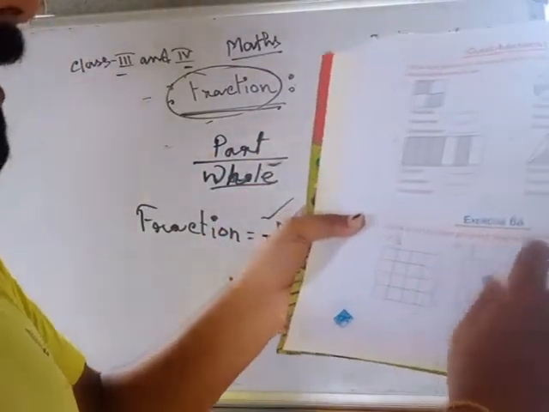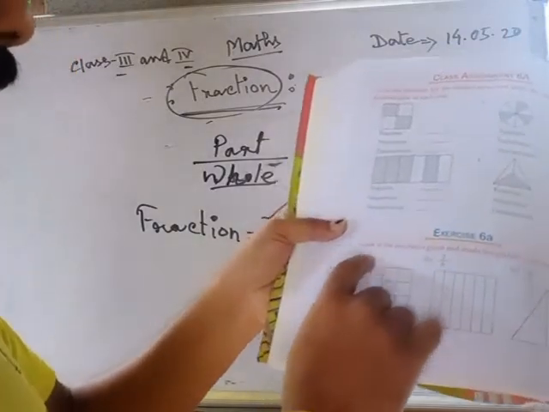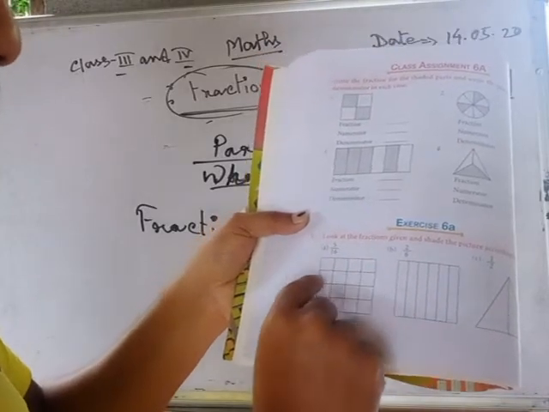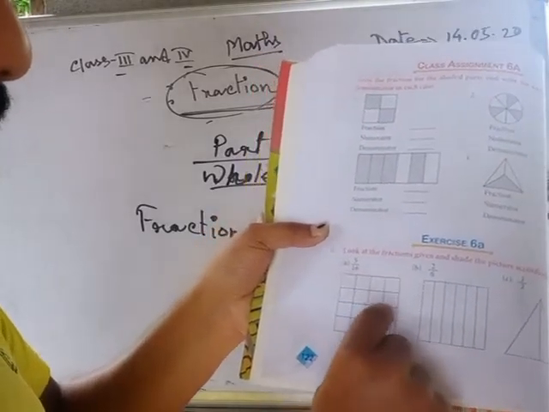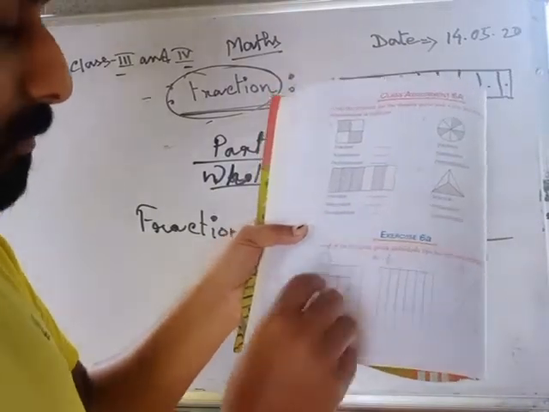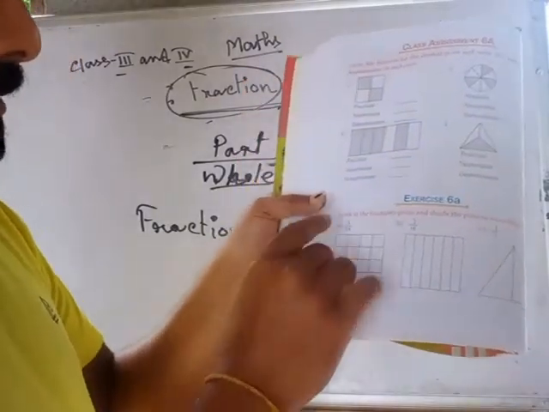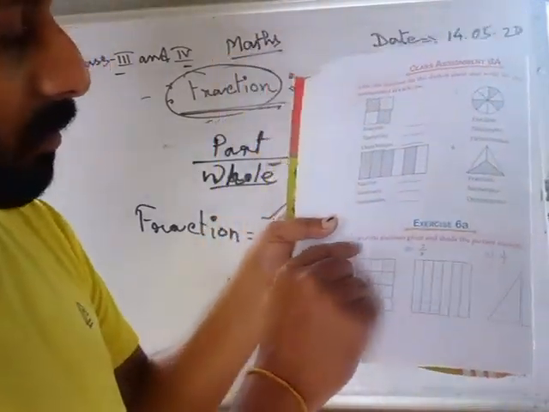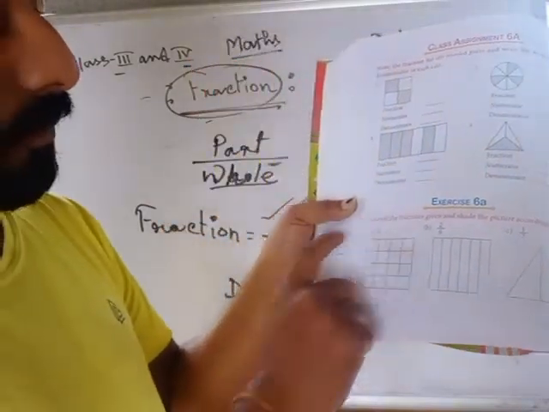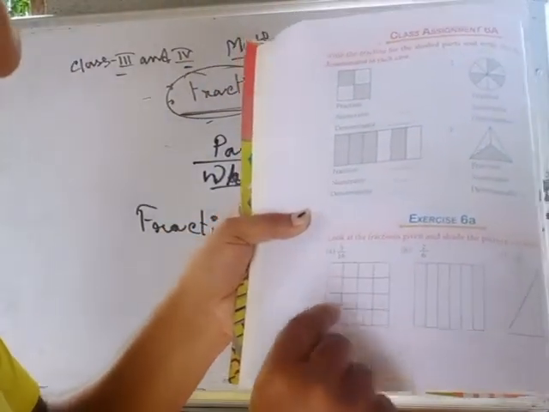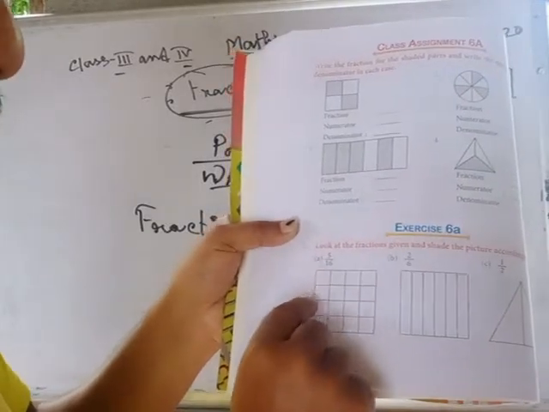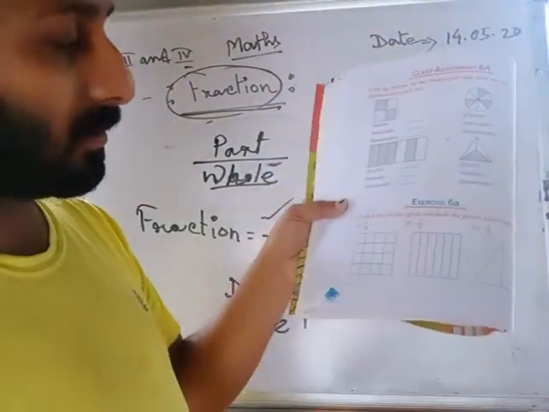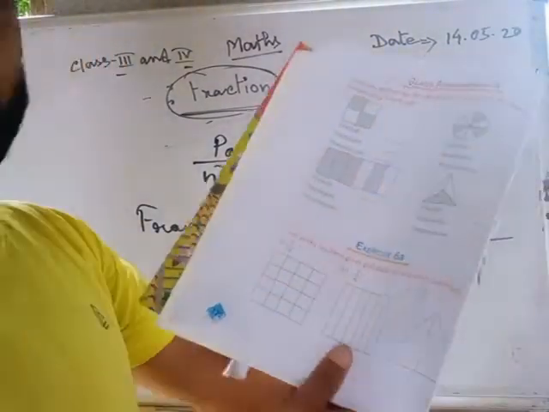Look at the fraction given, shade and picture accordingly. There are in total 16 squares, 16 parts. 1 2 3 4, 1 2 3 4, that means 4 fours are 16 in total. From that 16 we should shade 5 sections. 1 2 3 4 5, as you like, but you should shade 5 segments or 5 parts from the whole.